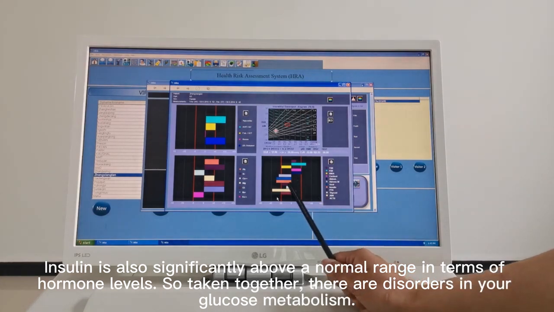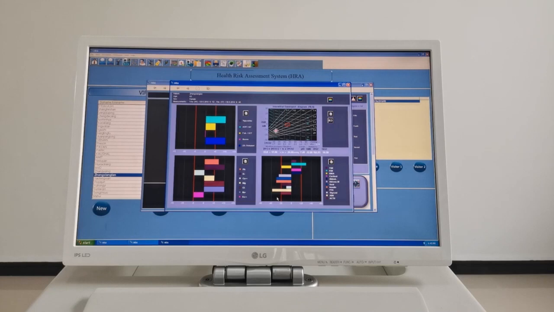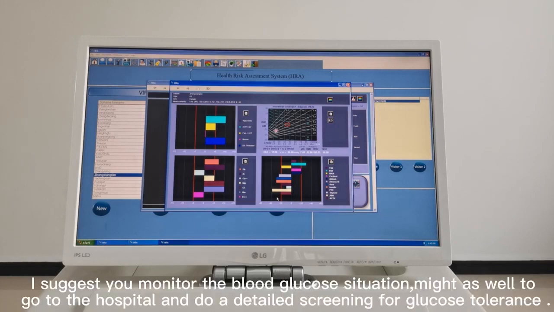Insulin is also significantly abnormal, above the normal range in terms of hormone level. So taken together, there are disorders in your glucose metabolism. I suggest you monitor your blood glucose. You might as well go to the hospital and have a detailed screening for glucose tolerance.